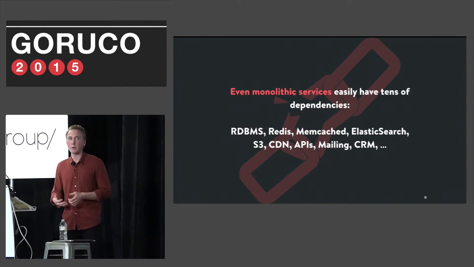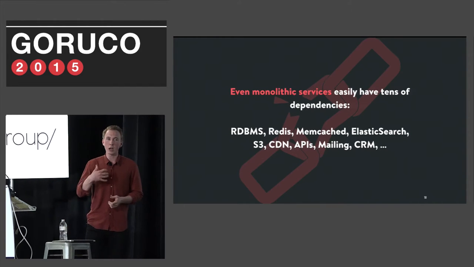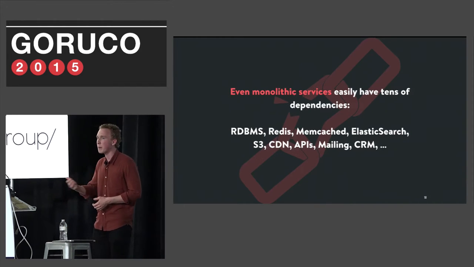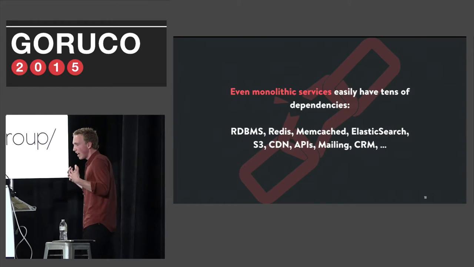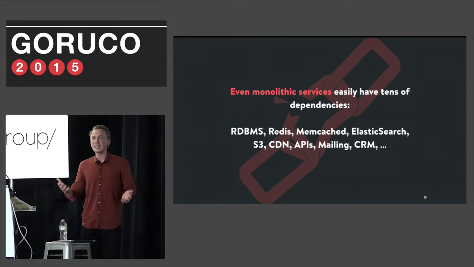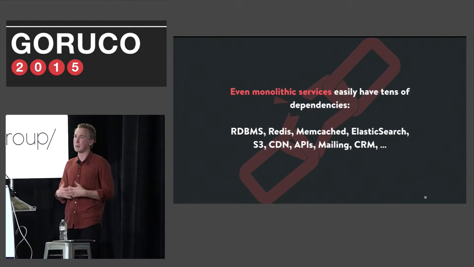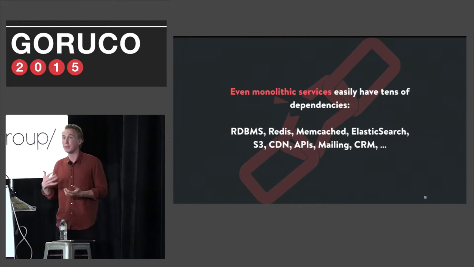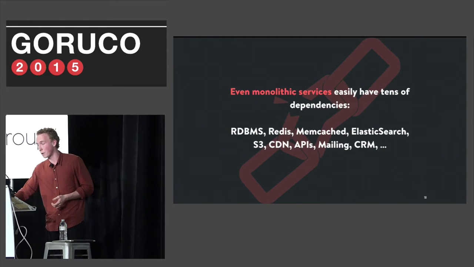We have big relational data stores. We have tons of key value stores. We're talking to payment gateways. We're talking to APIs. We're sending emails. We're talking to CRM systems. There are easily tens, if not over 100 dependencies external to us that we don't always have control over. And each one of these can compromise the performance of the entire system if you're not careful.